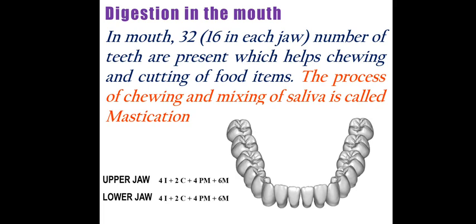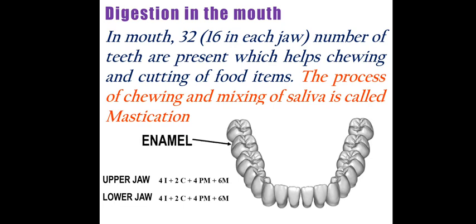But in small children, this number is not 32 but only 20, because in children the molar teeth are not present. So a total of 12 molars are not available during childhood. Normally, the teeth present in children are known as milk teeth, which are temporary teeth and get replaced with permanent teeth when they reach the age of 8 to 10 years. Permanent teeth in adults are 32 in number, while in a child it is 20.